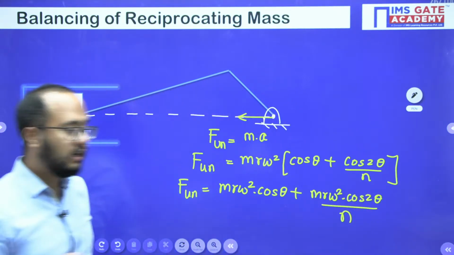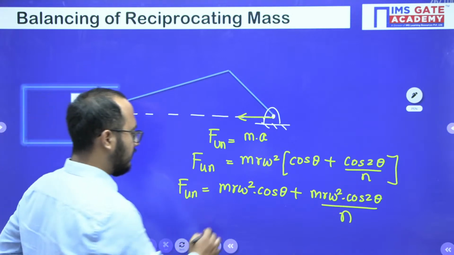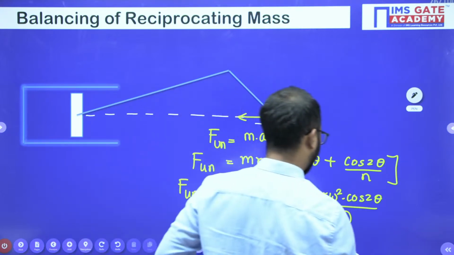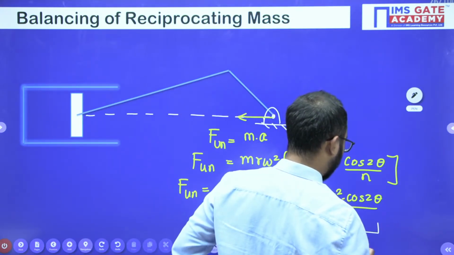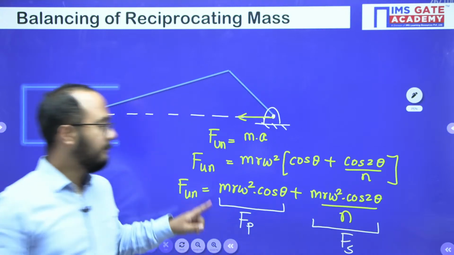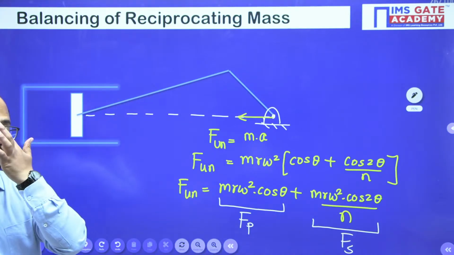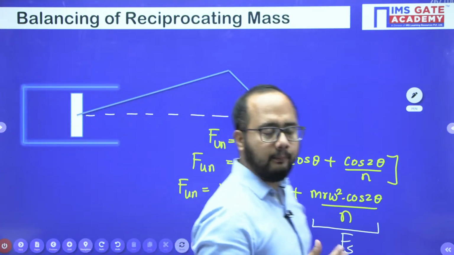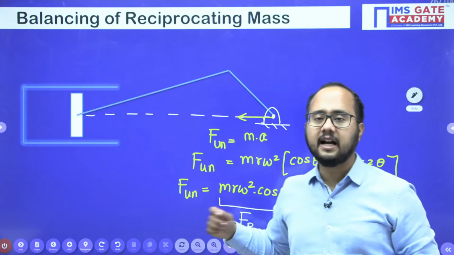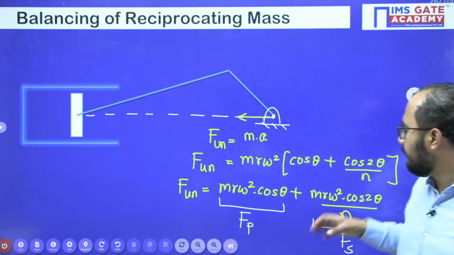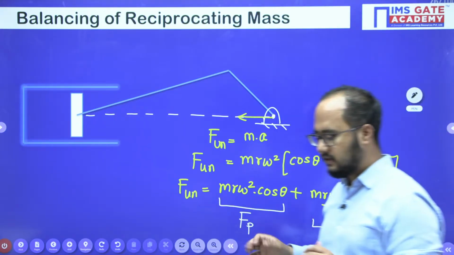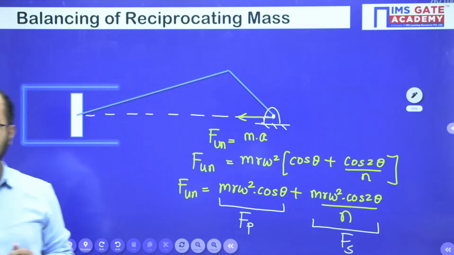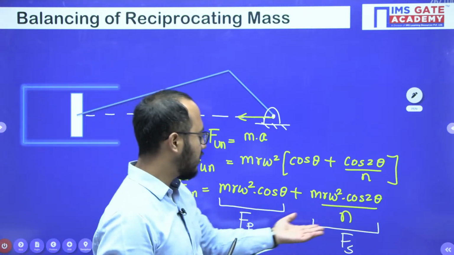Now very important point, guys. This part is known as the primary unbalanced force. This part is known as the secondary unbalanced force. Why are we calling it primary and this one secondary? Because the primary has more magnitude as compared to the secondary one. Is this point clear? It has more magnitude as compared to the secondary one.